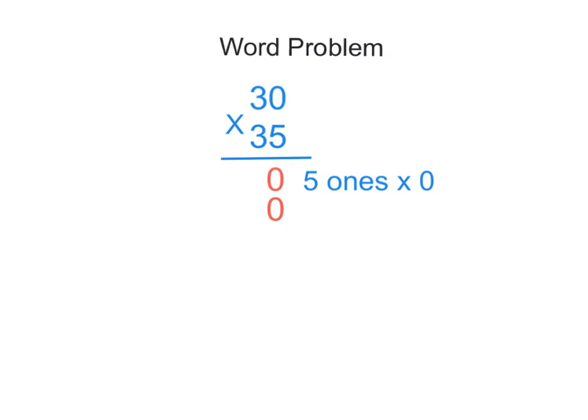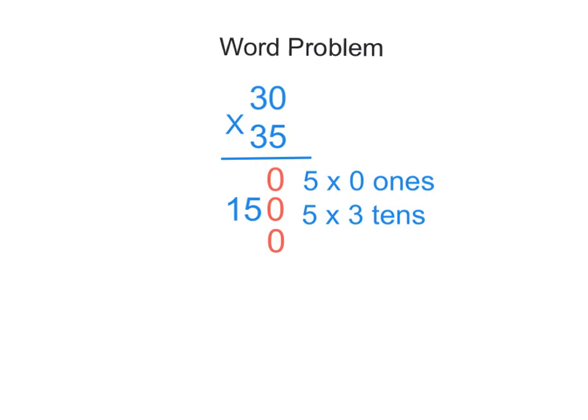Next, we will move over and multiply 5 times 30. First, we put a 0 here in the ones place because we are no longer multiplying in the ones place. We are now multiplying in the tens. So 5 times 30 will give us 150, which is the same as saying 5 times 3 tens.